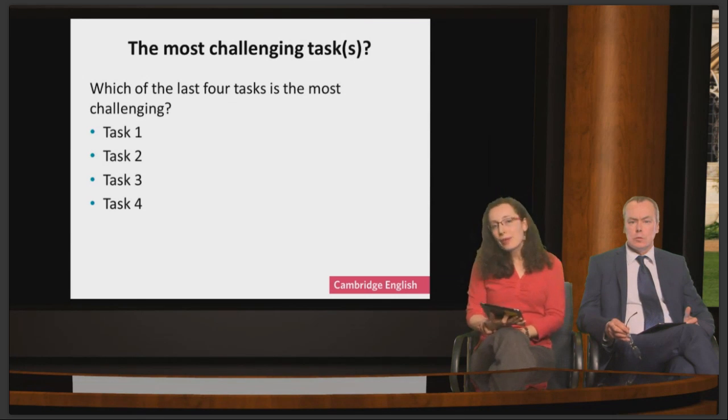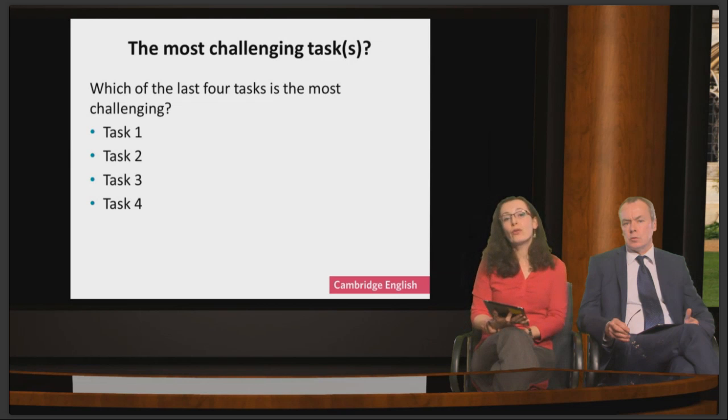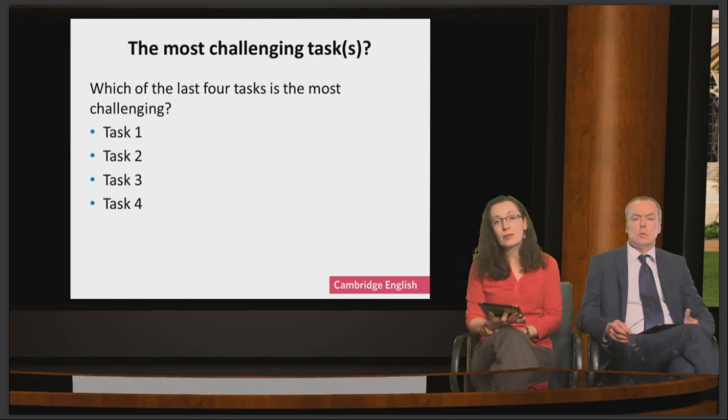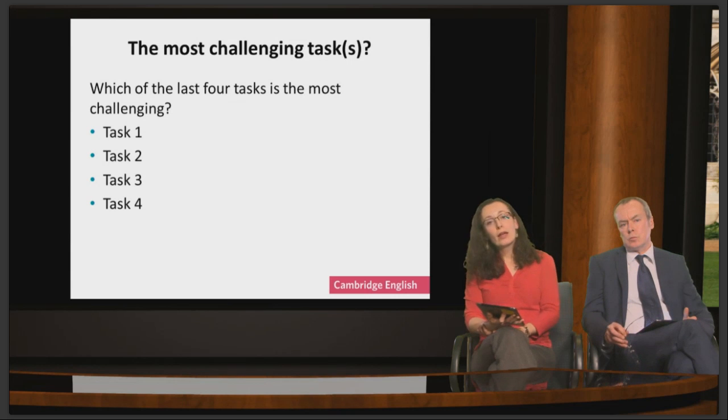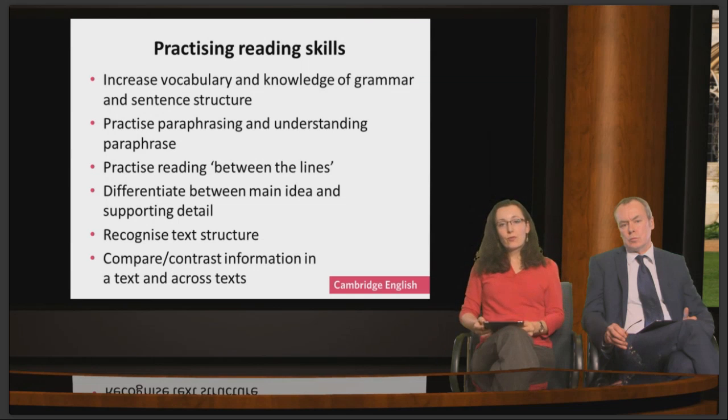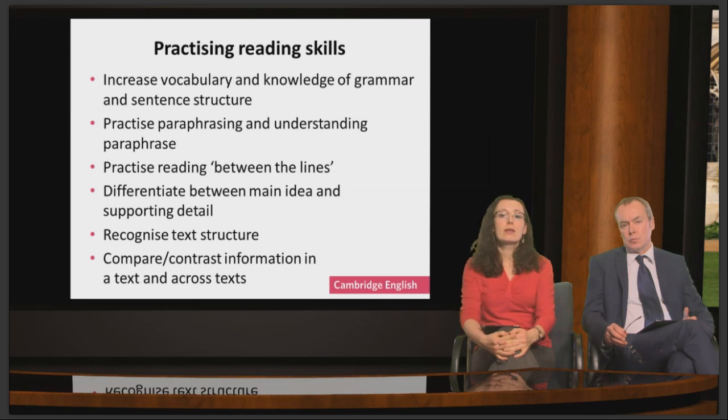So it's typically easier to understand explicit meaning at the level of word, phrase, or sentence than to look beyond the text and understand implicit information, or to understand information across a paragraph, a whole text, or several texts. In view of what we have discussed so far, let's think about how you can practice with your students the skills that will turn them into skilled readers.